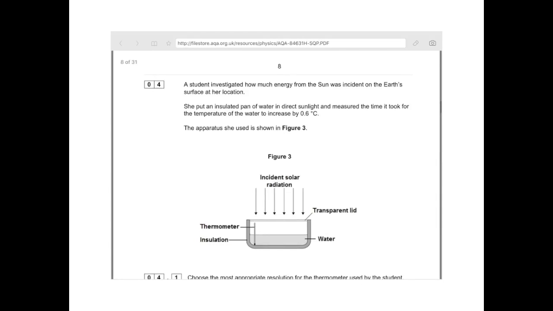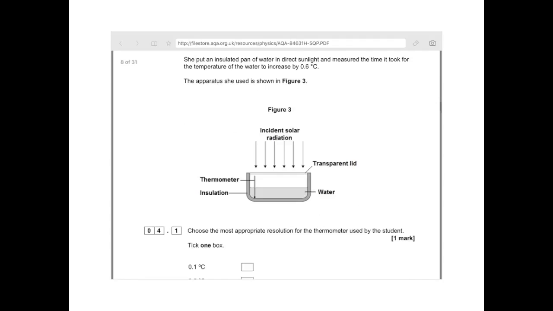A student investigated how much energy from the sun was incident on the Earth's surface at her location. That literally means how much of the sun's energy arrived on the Earth's surface, how much was projected onto it. She put an insulated pan of water in direct sunlight and measured the time it took for the temperature of the water to increase by 0.6 degrees Celsius. The apparatus she used is shown in figure 3. So we've got our incident solar radiation, the transparent lid, a thermometer, some insulation and the water.